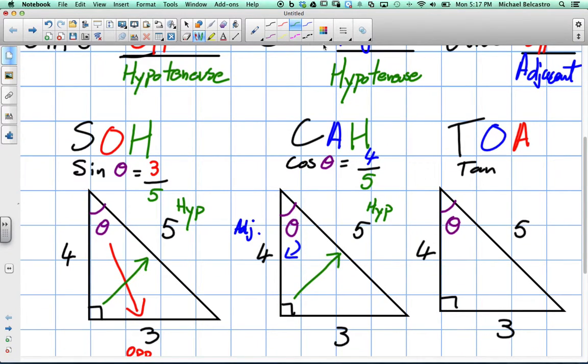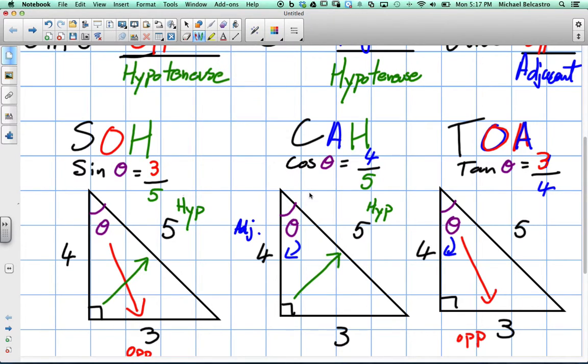Now, TOA, the tan ratio. Tan theta is equal to opposite over adjacent. Which one's opposite? From the supposed theta, that's the opposite. I'm going to change those colors. The adjacent's supposed to be blue. Which one is the adjacent? The adjacent is 4, because the 5 is the hypotenuse, so the one left over has to be the adjacent. Exactly. So 3 over 4. There are our 3 ratios for this triangle.